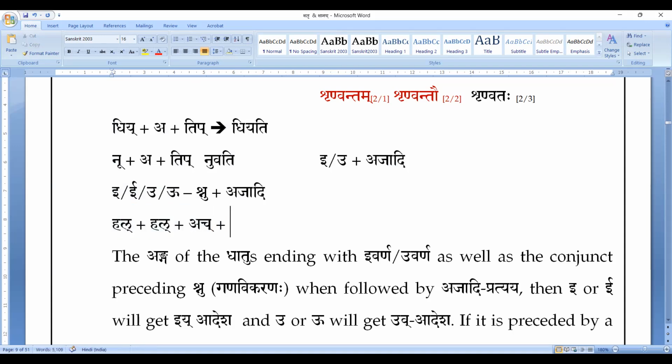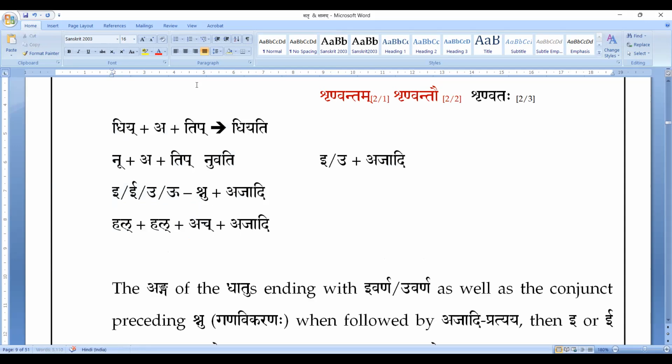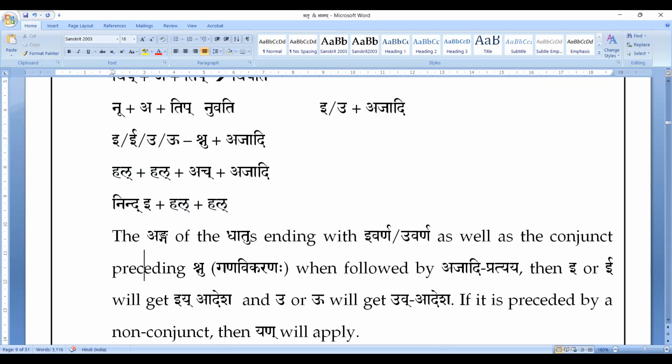If such Dhatus are there, then when you add the Ajadi Pratyaya, we have to see where Ivarna or Uvarna is replaced by E or U. I don't see any such Dhatus where the Dhatu ends with a vowel preceded by a conjunct. We have Dhatus ending with a conjunct consonant, like Nindu Dhatu. In this Dhatu, Nindu, the Ikara is a vowel, followed by Nakara, a hal, followed by Dakara, a hal. So a conjunct is possible at the end of the Dhatu, but before the vowel, I don't see any Dhatus. Therefore, the clause of the preceding conjunct is applicable only for Shnu, not for Ivarnanta Uvarnanta, because there are no such Dhatus. Understand?